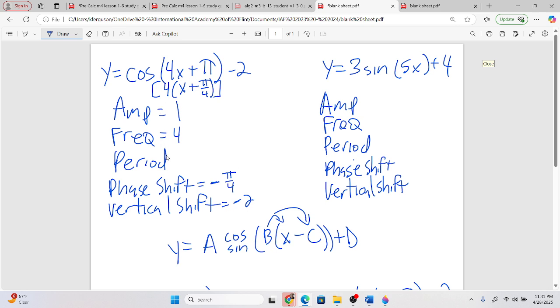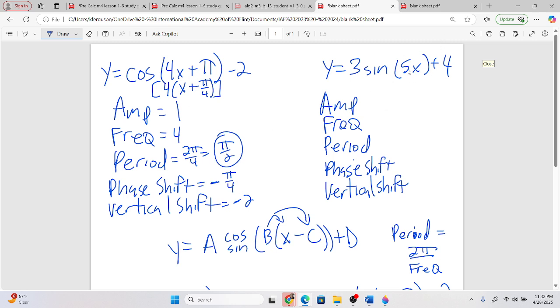So now we got to go back for the period. What's the period? Period equals 2 pi divided by the frequency. What do we just say the frequency is? 4. So that's 2 pi divided by 4. Well, this can be reduced. You always reduce. So that's going to be pi over 2. So the period is pi over 2. And that's how I would do that.